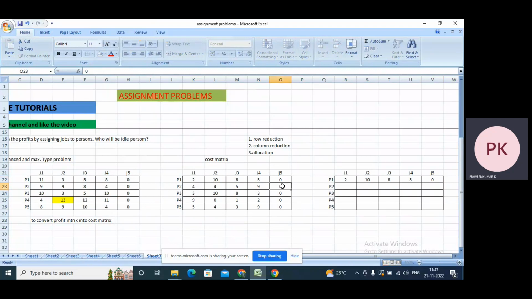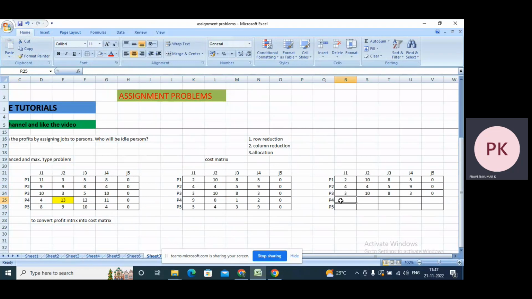Similarly, in the second row, the minimum element is 0. So this becomes 4 minus 0 is 4, this is 4, this is 5, this is 9, this is 0. In the third row, the minimum element is 0. So this becomes 3 minus 0 is 3, 10, 8, 3, and 0.